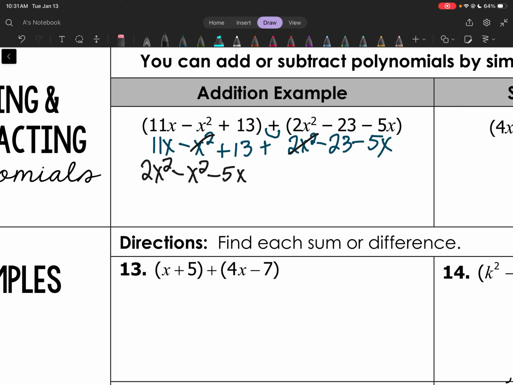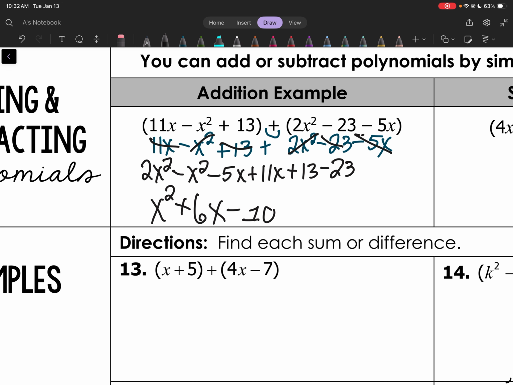Minus 5x for my linear terms plus 11x. And then my constant terms plus 13 minus 23. Now it's not required to put it in standard form, but it will help you when looking at it. So 2 minus 1 is 1x squared. So 11 minus 5 is plus 6x. And then negative 23 plus 13 is negative 10. There it is, finished.